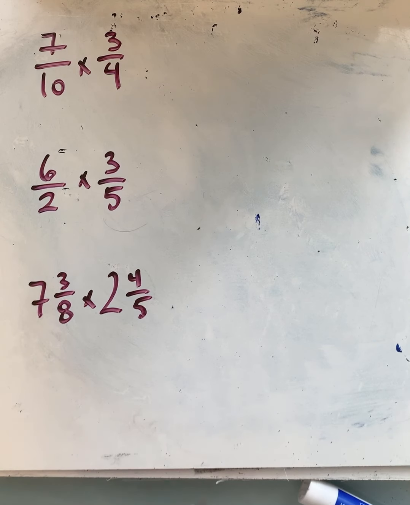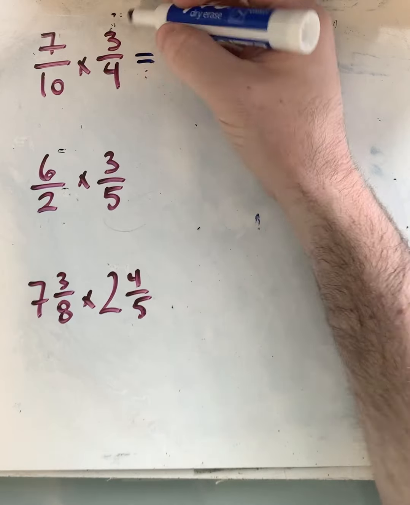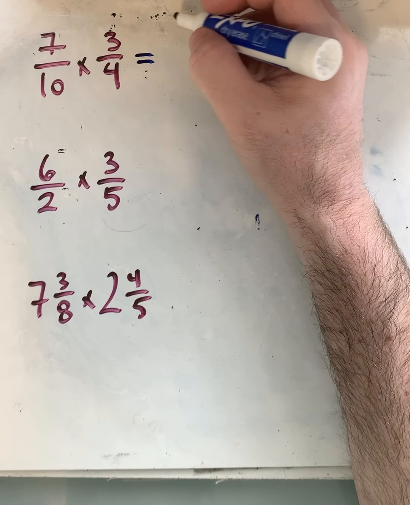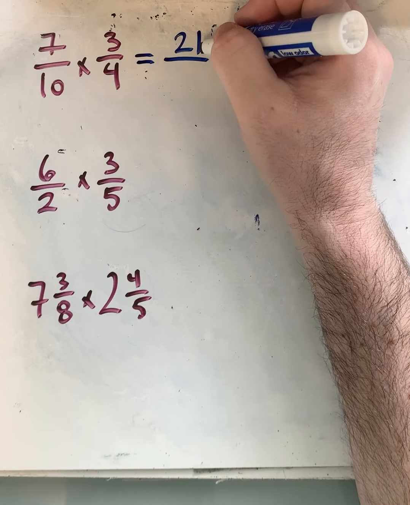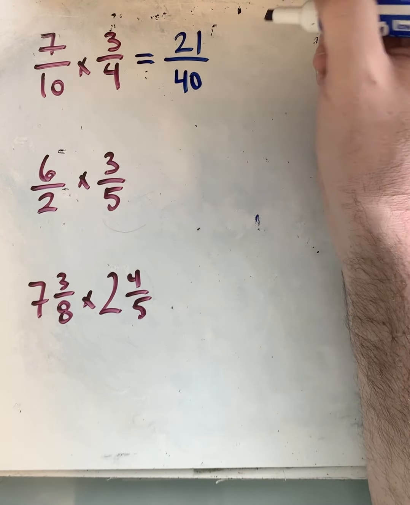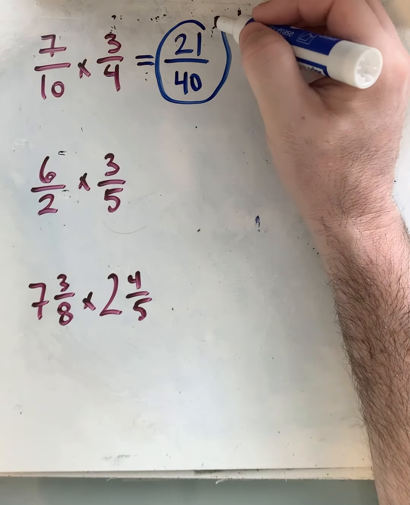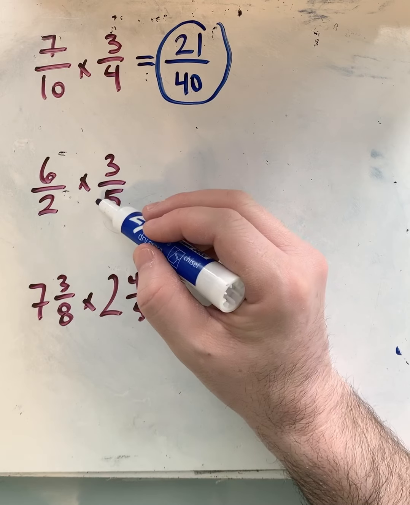Okay, so you're back. So let's see how you guys did on this activity. So question number 1 was 7/10 times 3/4. We just do straight multiplication here. 3 times 7 is 21. 4 times 10 is 40. Can any numbers be reduced? Nope, so 21/40 is our answer. Excellent job. The next one is an improper fraction times a proper fraction.